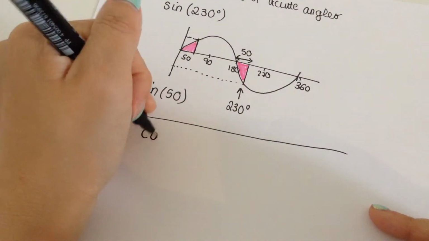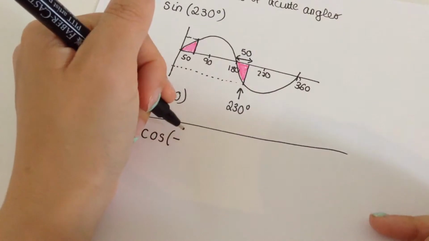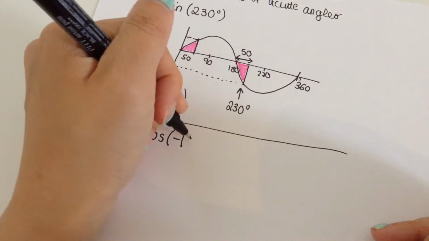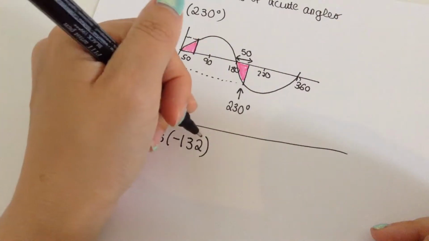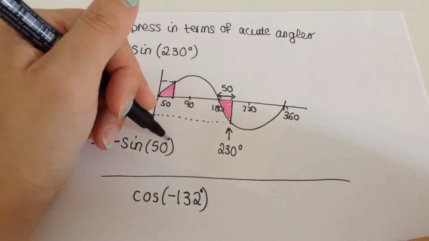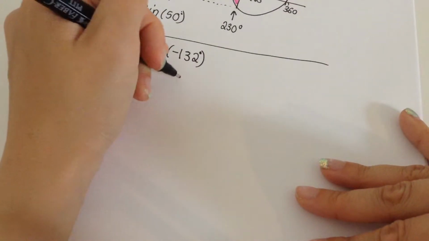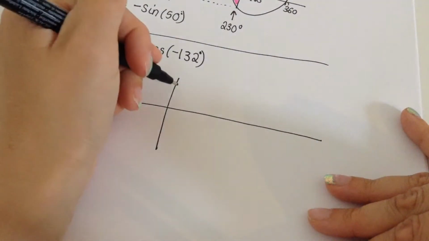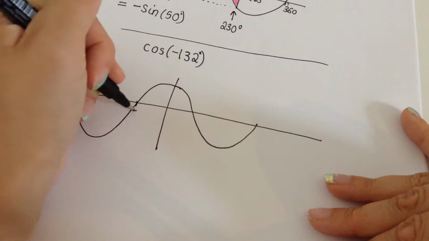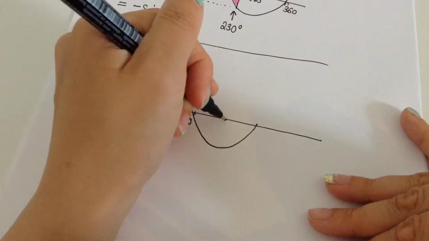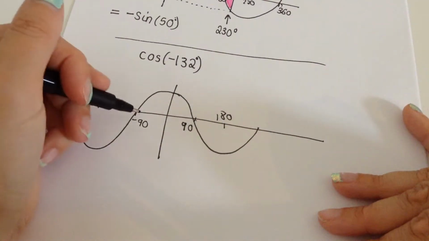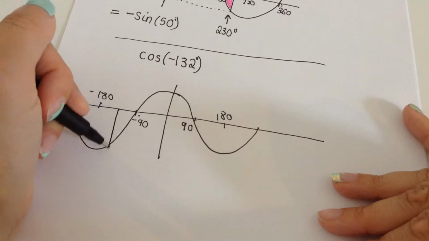Okay, let's do another one. How about we take cos of negative 132 degrees. Why am I putting degrees? I don't normally put degrees inside the brackets. It looks weird. Okay, never mind. So let's draw cos. I'm going to need some negative stuff as well, so let's do it like that. That's minus 90, that's 90, that's 180. So minus 132 is about here.